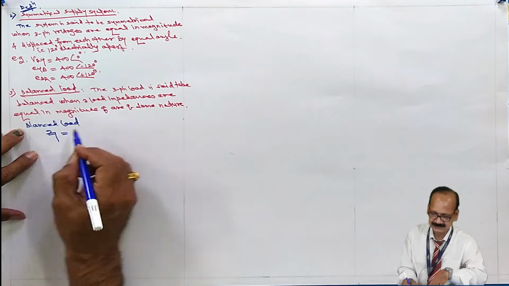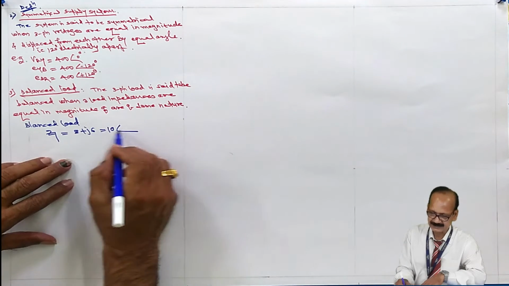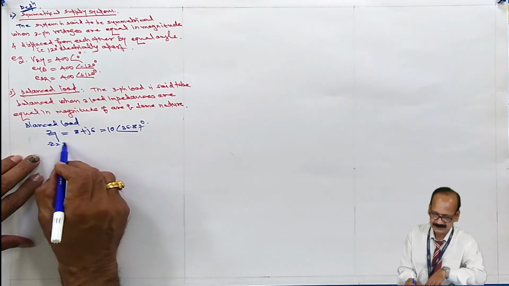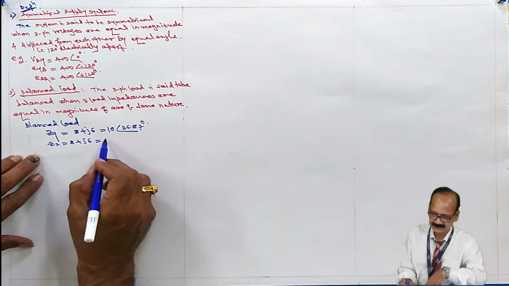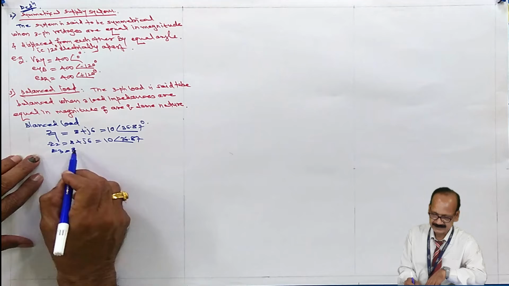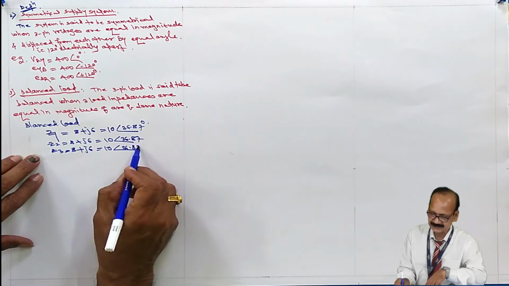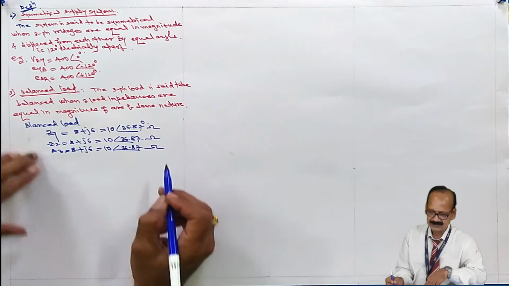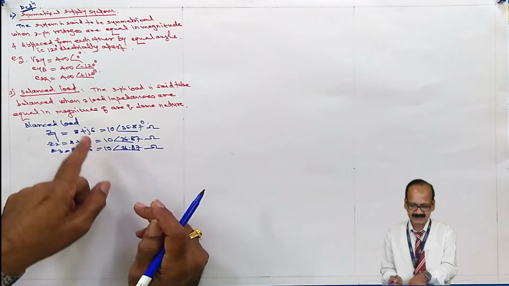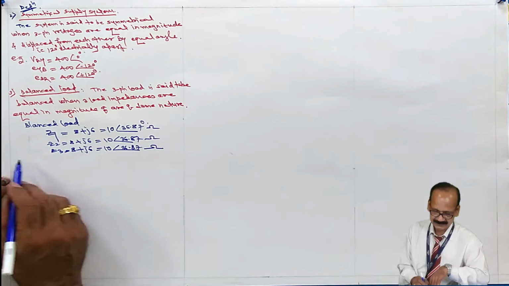So Z1 equal to 8 plus j6 equal to 10 angle 36.87. Then Z2 equal to 8 plus j6, 10 angle 36.87. Z3, 8 plus j6, 10 angle 36.87 ohm. So all these three load impedances are equal in magnitude and all are inductive. The plus sign indicates that they are inductive.